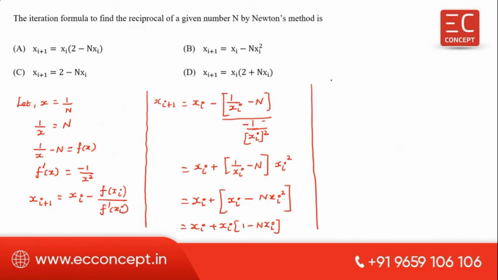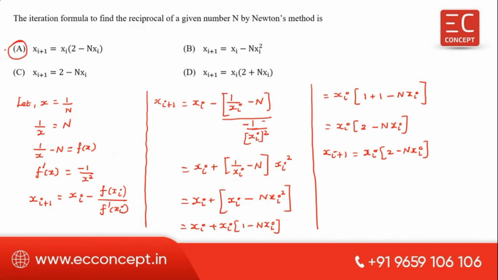So the final thing is, we can do one thing. Again, you have to take x_i common. x_i then (1 + 1 − n·x_i). This is the final thing. Therefore, x_i(2 − n·x_i). Therefore, x_{i+1} = x_i(2 − n·x_i). So the answer for this question is A. Understood?